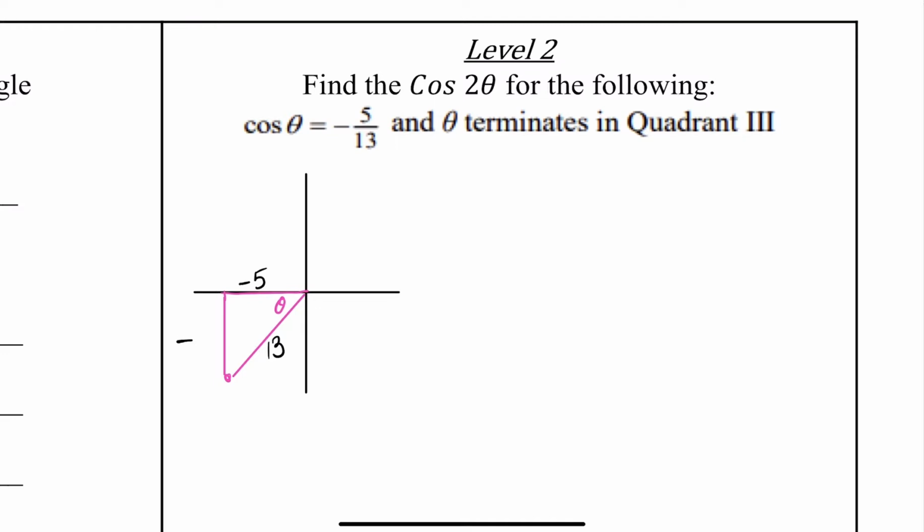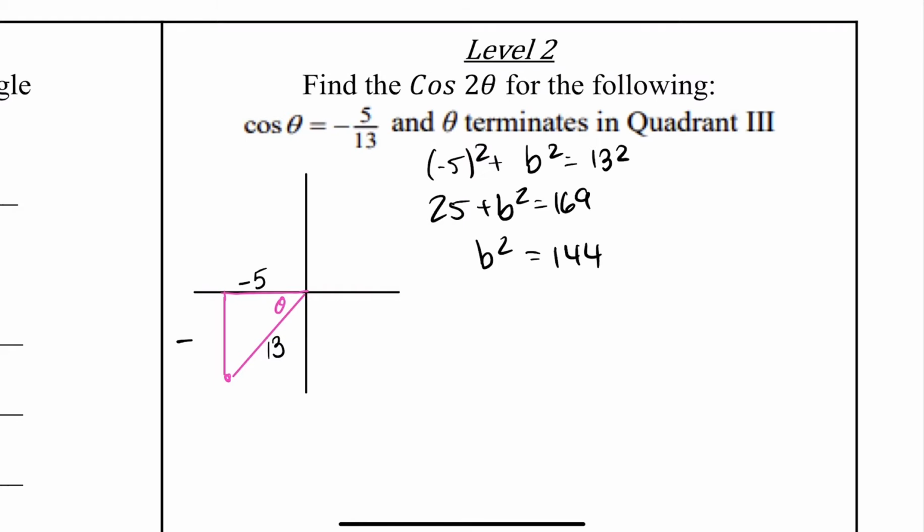And so we need to figure out what that missing number is, and we're going to use the Pythagorean Theorem to do that. So negative 5 squared plus b squared equals 13 squared. I end up with 25 plus b squared equals 169. And when I subtract the 25, I get b squared equals 144. So b equals 4. And again, since it's going down, we know it's going to be a negative.